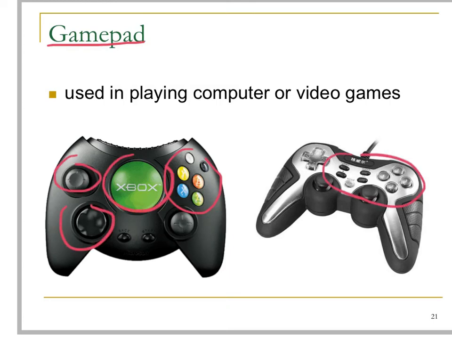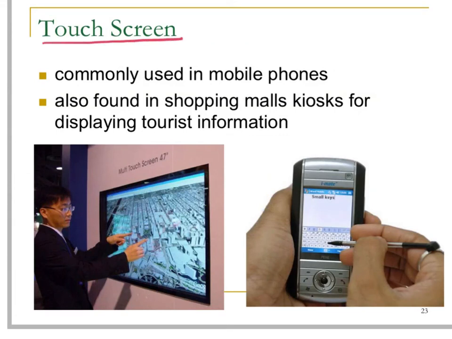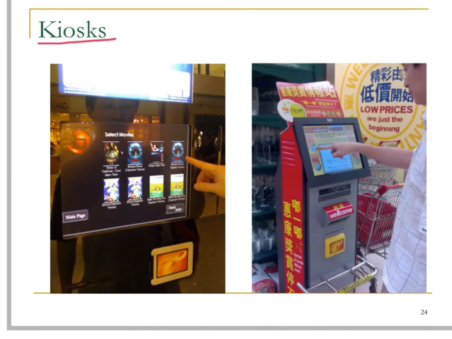And for touch screen, this is now very commonly used in mobile phones. And the touch screens are also commonly found in shopping malls. Kiosk, 資訊亭, for displaying tourist information or information to customers. And these are two very typical examples of kiosks found in shopping malls or supermarkets. Information can be displayed through the screen of a kiosk, or you can touch on the screen to buy something, to buy movie tickets, or get some coupons from the supermarkets.